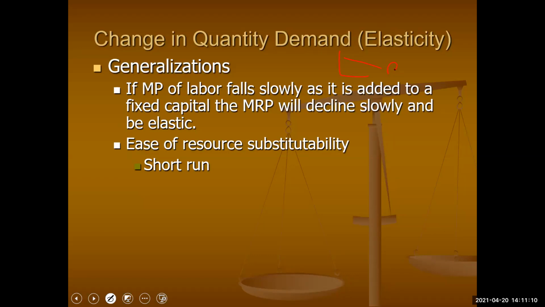Some other things that play a role. Ease of resource substitutability. Okay. In the short run, it is very difficult to substitute capital for labor. Okay. In the long run, it's much easier. So in the short run, the demand curve is going to be more inelastic, and in the long run, it's going to be more elastic.